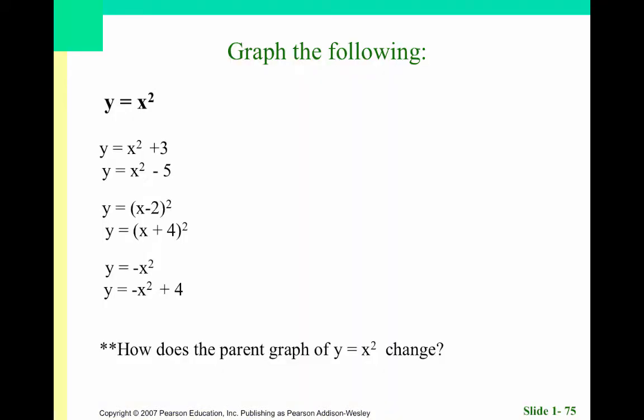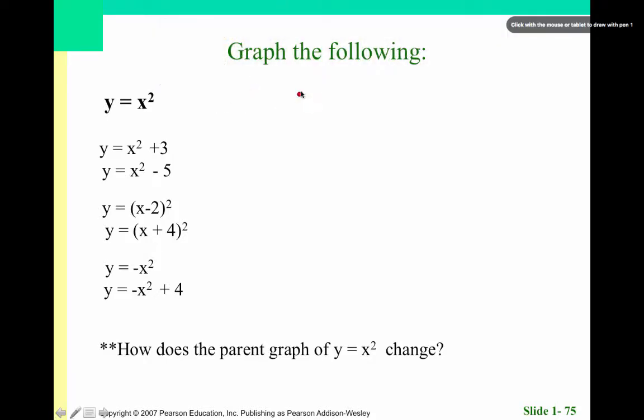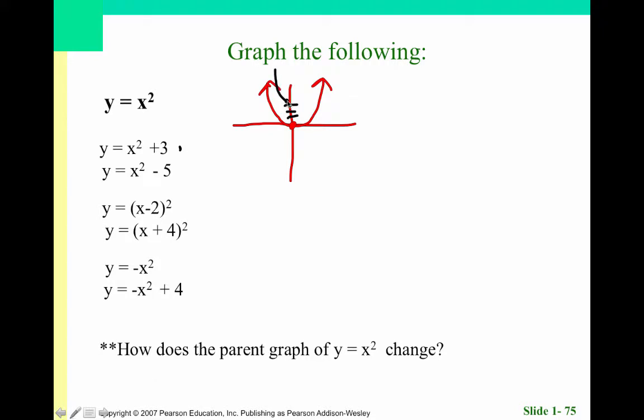If I'm going to graph y equals x squared on a coordinate plane, we should know it's going to be a parabola. Its vertex will be at 0, 0. If we're going to graph x squared plus 3, I'm going to go up 3, and I'm going to have a parabola. It's going to open up. It's going to be 3 units up.